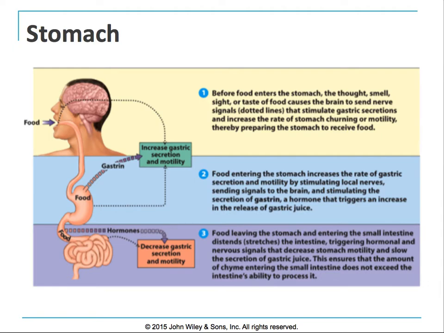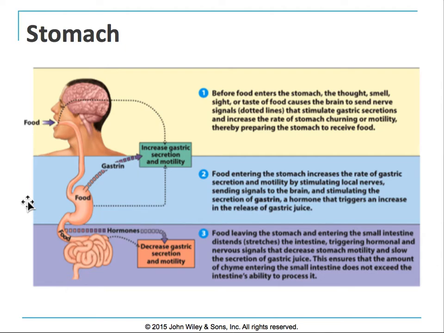So, just to review what we've gone over so far, before food enters the stomach, the thought, smell, sight, or taste of food causes the brain to send nerve signals, and the nerve signals are indicated here by dotted lines, that stimulate gastric secretions and increase the rate of stomach churning or motility, thereby preparing the stomach to receive food.